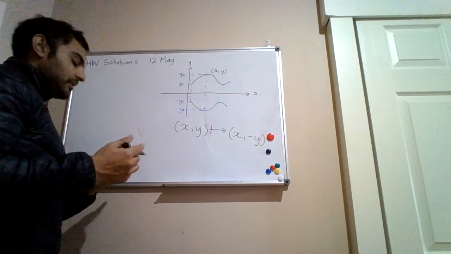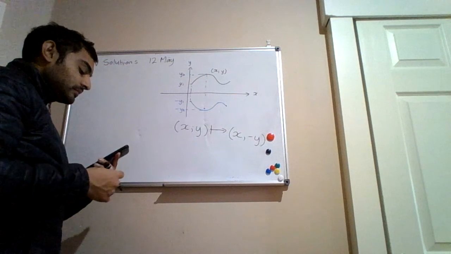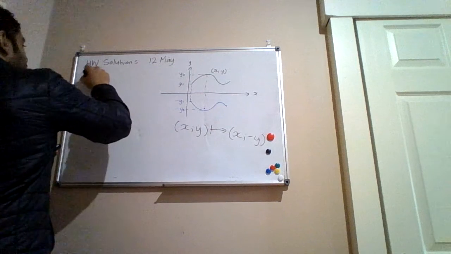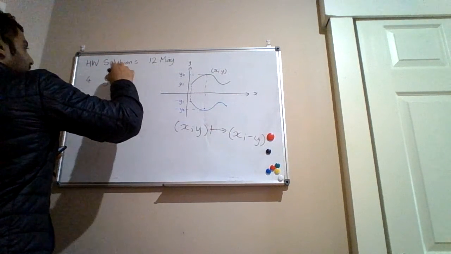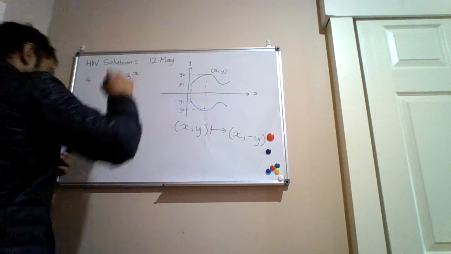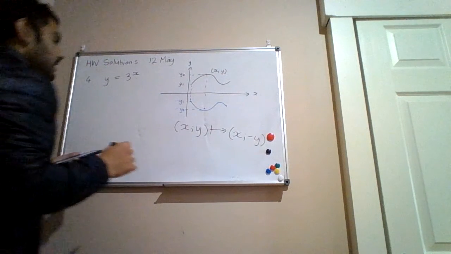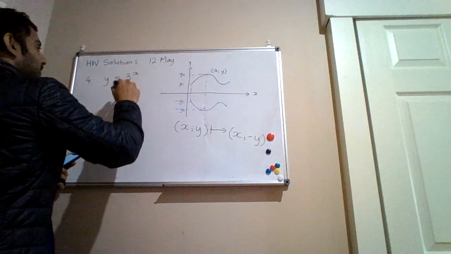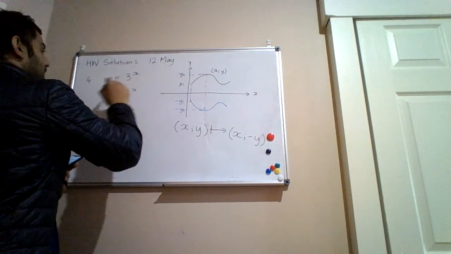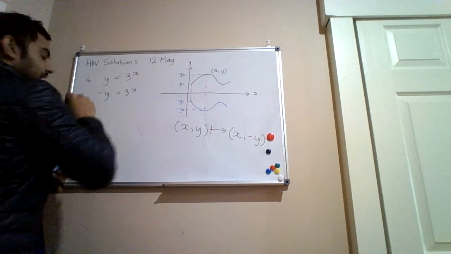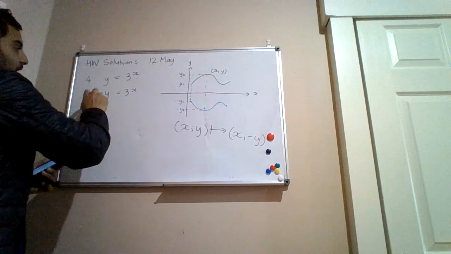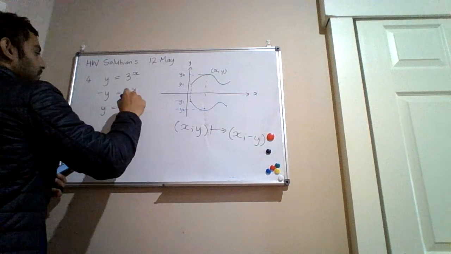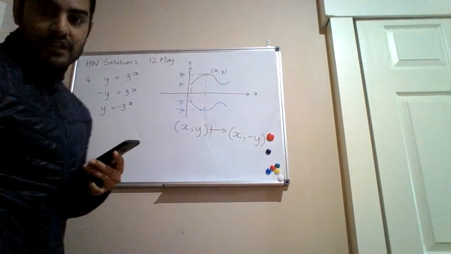So that's all we're going to be doing for this equation. We'll make up the equation y equals 3 to the power of x. And our rule when we reflect about the x-axis says we keep x the same and we make y negative. So now we just move the negative over to the other side. So y equals negative 3 to the power of x.